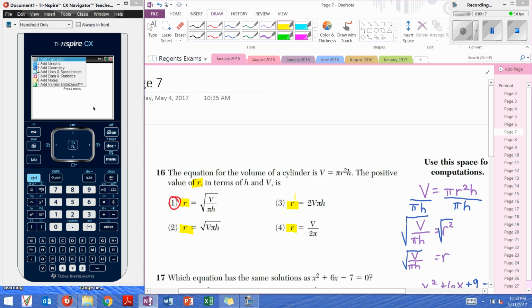So we're trying to get r alone. Right now, r is being squared, and it's being multiplied by pi and h. So first undo by dividing by pi h, then take the square root. Then we're just left with r is equal to the square root of that whole fraction, v divided by pi h.